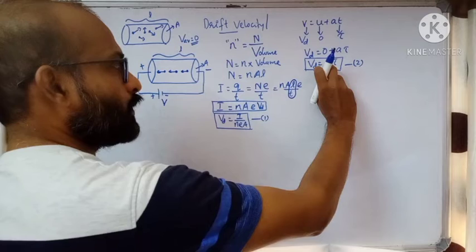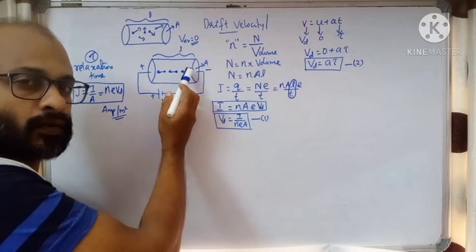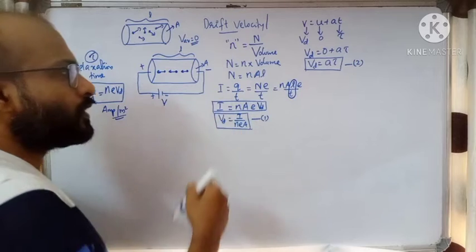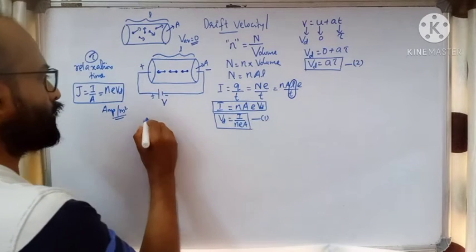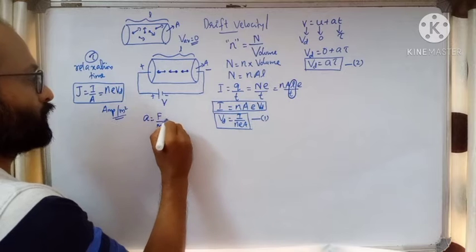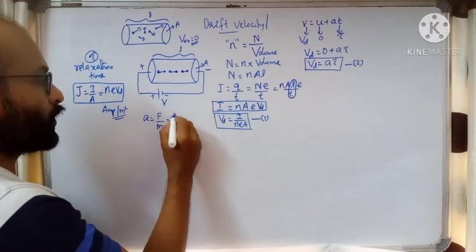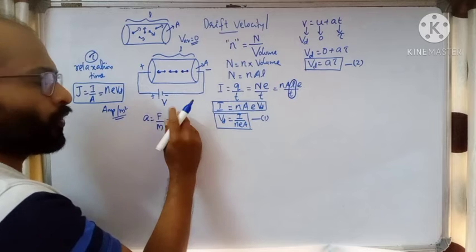Now we need to replace the acceleration. Who is providing the acceleration for the electrons? The electrostatic force. Generally, acceleration is equal to force by mass. Which force? The electric field is giving the force. So we know that F is equal to Q into E, where Q means charge.